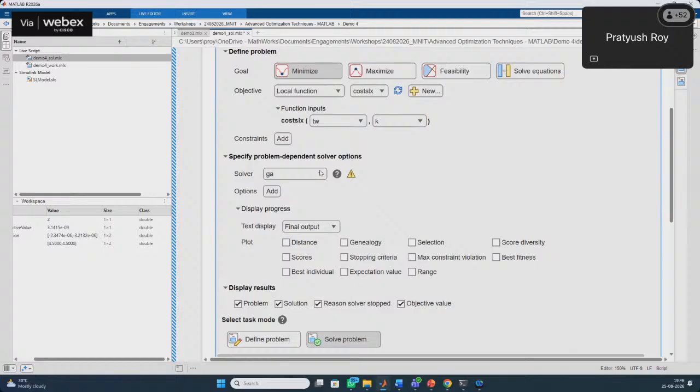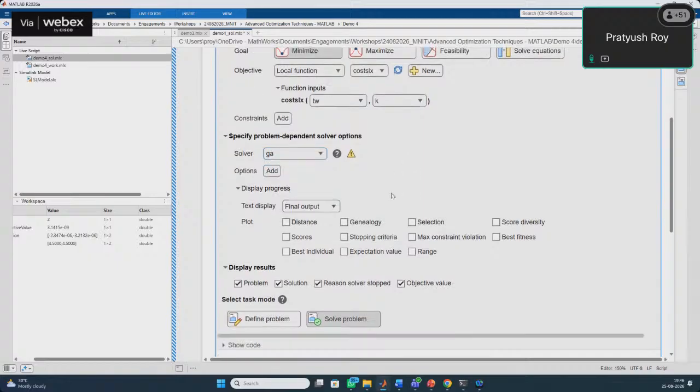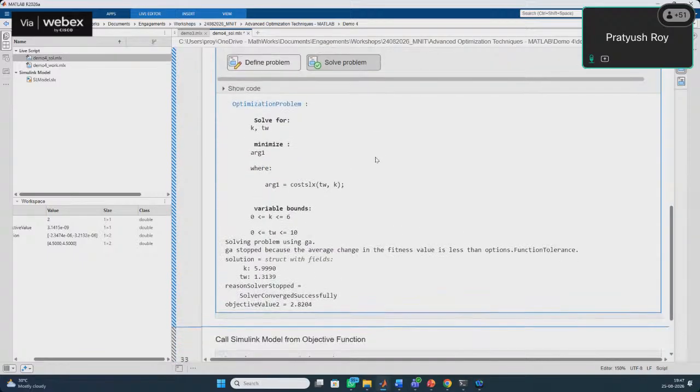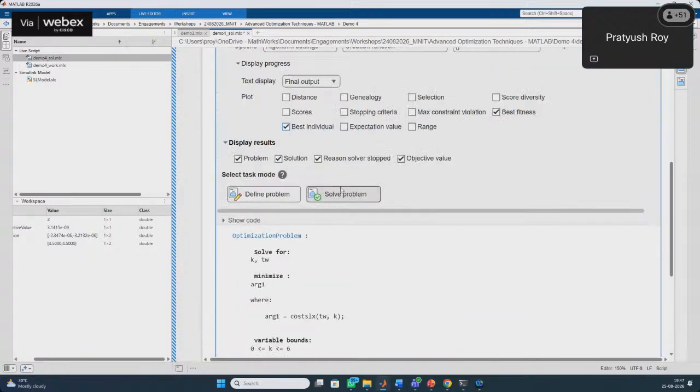So the solver which I'm going to use here will again be the genetic algorithm. You can also use particle swarm. And you can also add options on training, let's say you want to look at the population size and so on. What I am trying to solve for is k and tw. But if I want to plot things out, maybe I want to look at the best fitness value and maybe the best individual value as well. Let's see. Once that is there, I need to solve the problem.